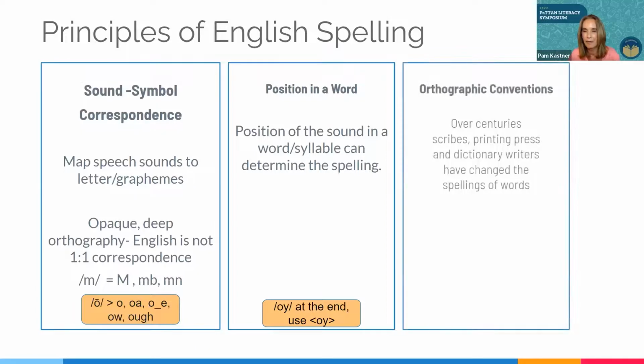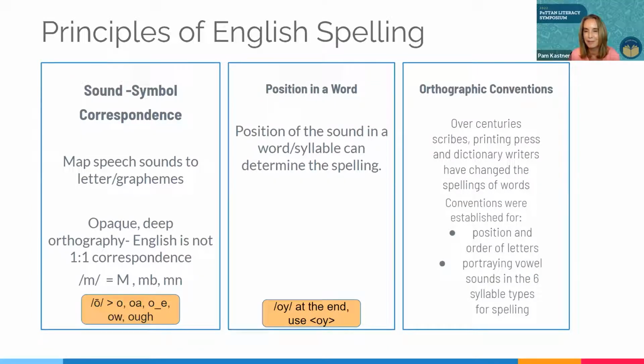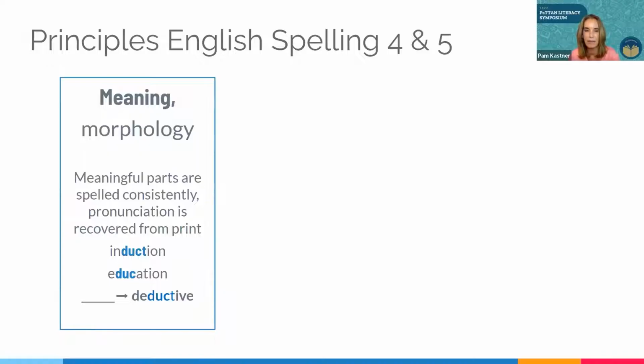Next up is orthographic conventions. Again, as you can see, over centuries, scribes did change our language in some ways to reflect these conventions, the 6 syllable types, but also some unique ones, for example, where no English word ends in a V or a J or a U and a Q. So those are some conventions that constrain spelling.